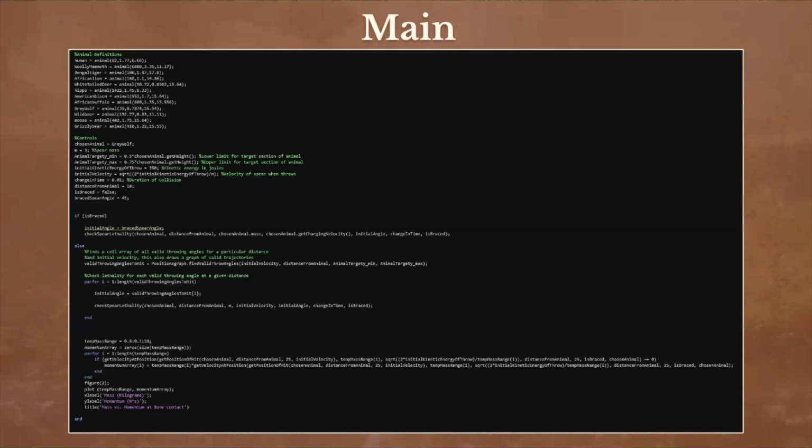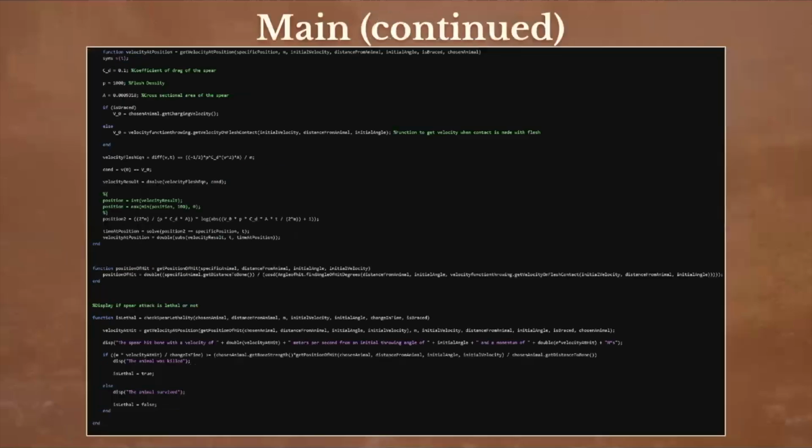If the throwing spear is selected, a function is called to find each of the throwing angles that will result in a hit on the animal for the given parameters. For each of these valid angles, the lethality is then checked. The last code block here provides a plot of the mass versus momentum as we change the characteristics of the spear. Next, we have our function that allows us to determine the velocity of the spear in flesh at any point, taking advantage of the MATLAB differential equation solver.